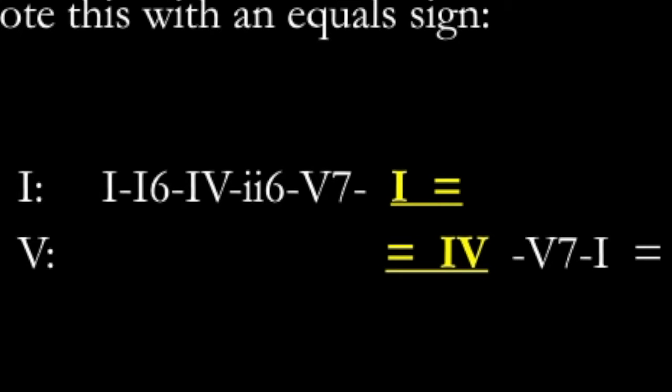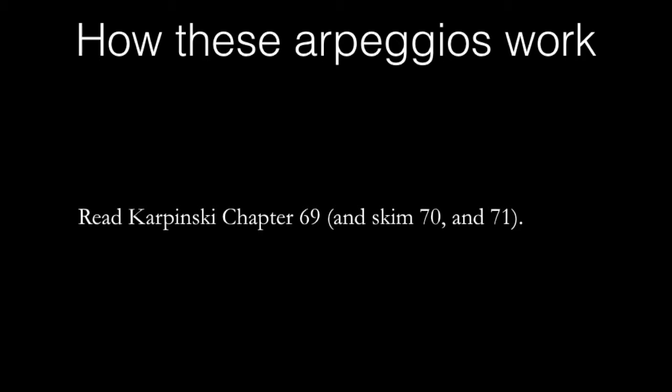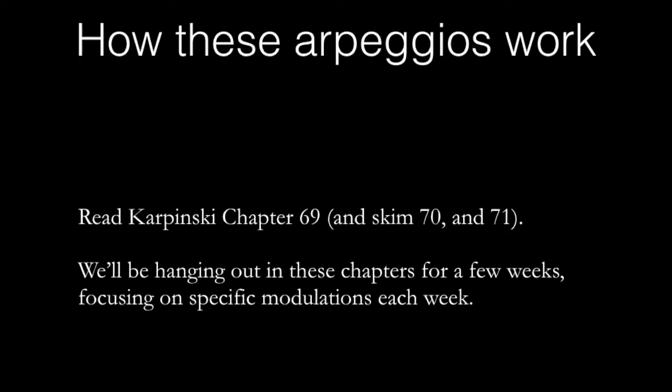What we're going to do for this week is explicitly repeat that pivot chord with both sets of scale degrees. So the first time you'll sing it, you'll sing do, mi, so, mi, do, but then you'll repeat it, and you'll say fa, la, do, la, fa, before you progress on to the next chord. To get a little bit more about this, and to get a couple of pointers, you can read Karpinski Chapter 9, and also start to skim 70 and 71. We're going to be hanging out in these chapters for a few weeks, focusing on specific modulations for each week.